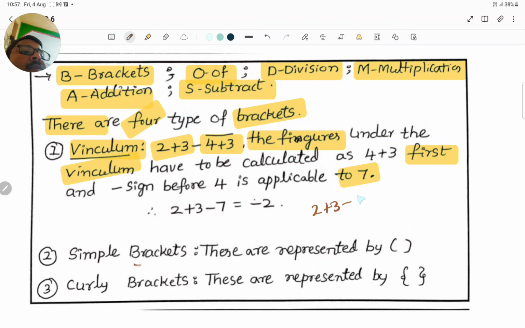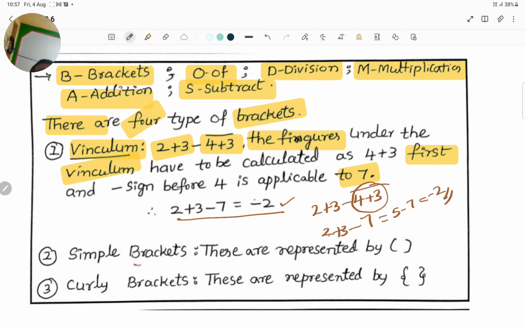Take 2 plus 3 minus the vinculum bracket of 4 plus 3. First of all we have to do this: 4 plus 3 is 7. Then 2 plus 3 is 5, and 5 minus 7 gives minus 2 as the answer. First of all we have to do the vinculum bracket.